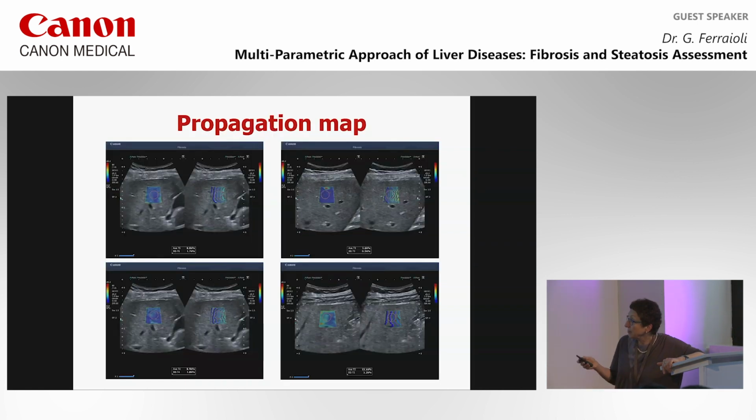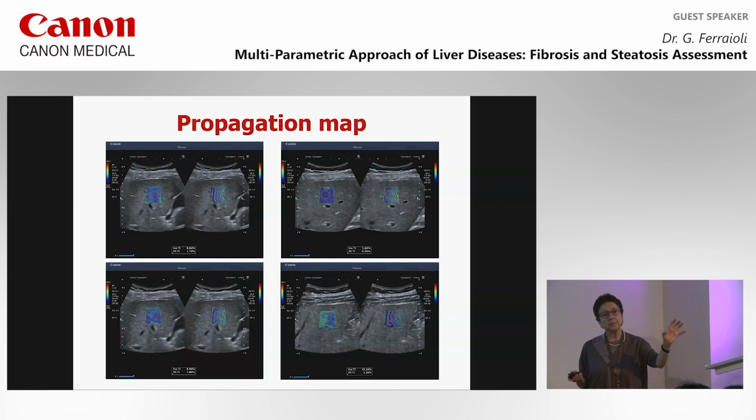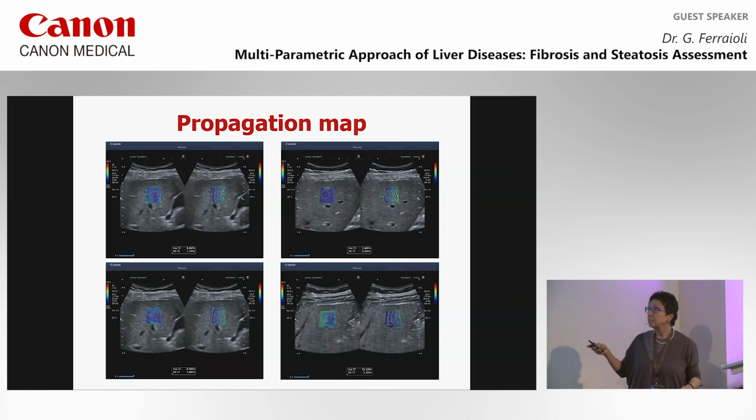And this is just to show where we have to put this round circle. Usually when we perform elastography using this system, we look at the color in the sample box, to have a sample box filled with the color. But when we want to perform the measurement, we don't look at this anymore, but at the propagation map.